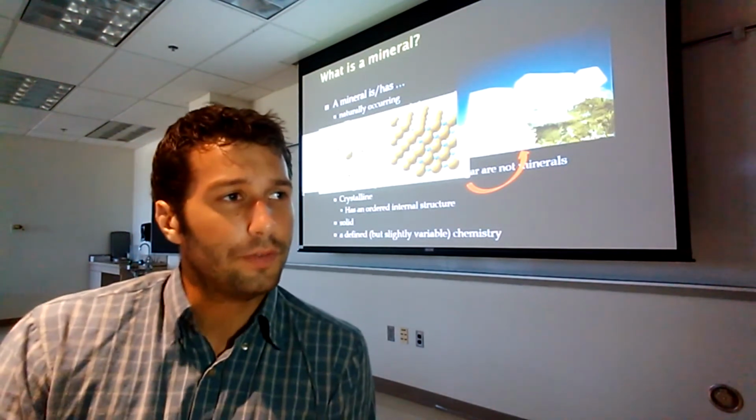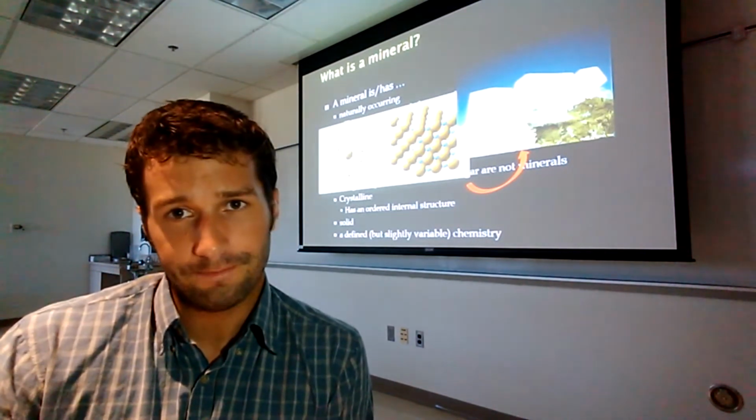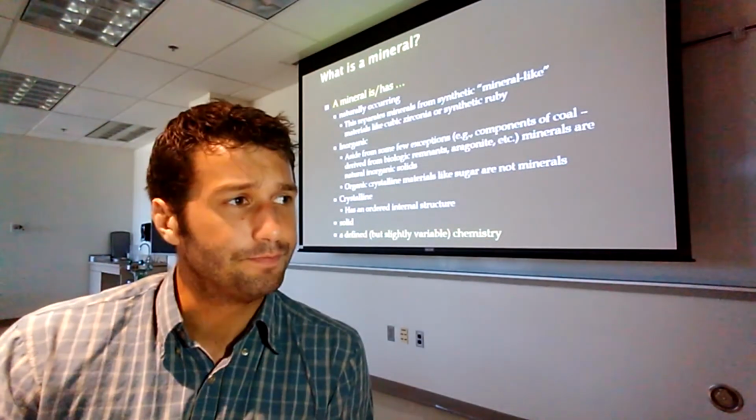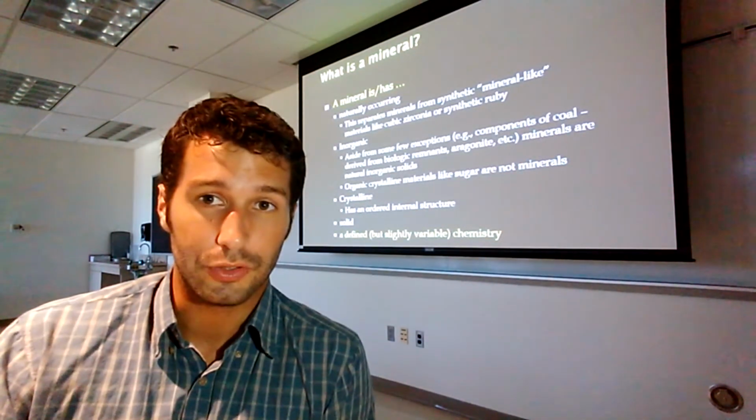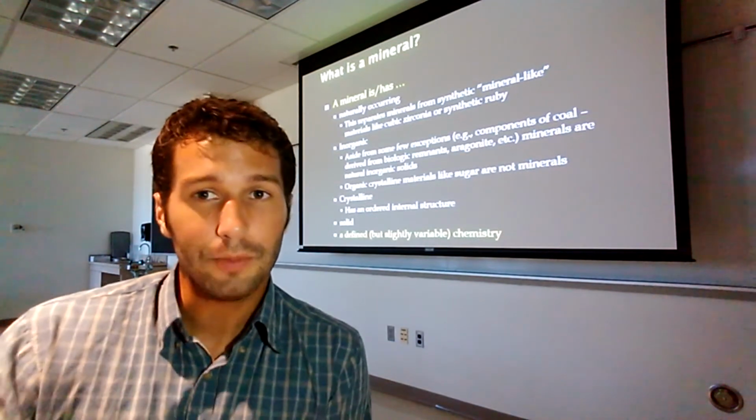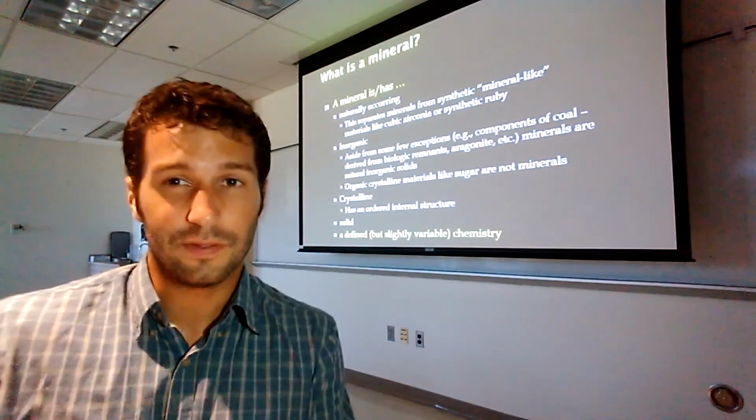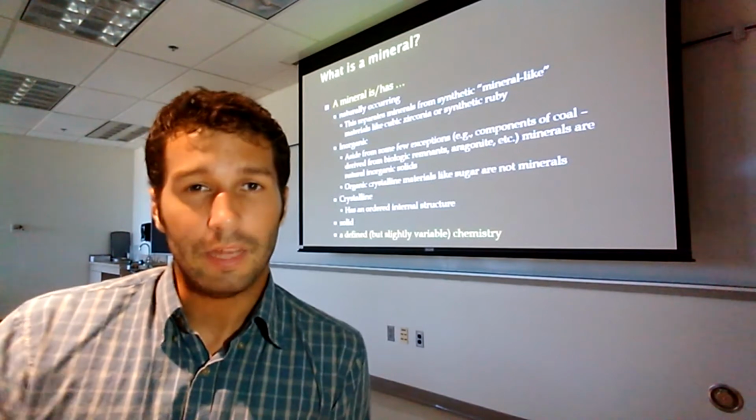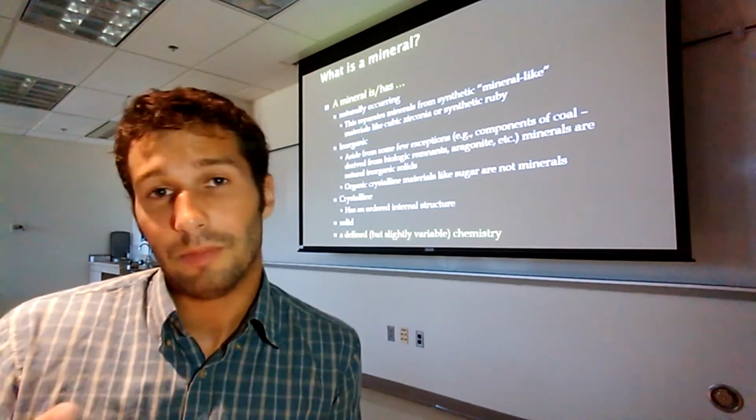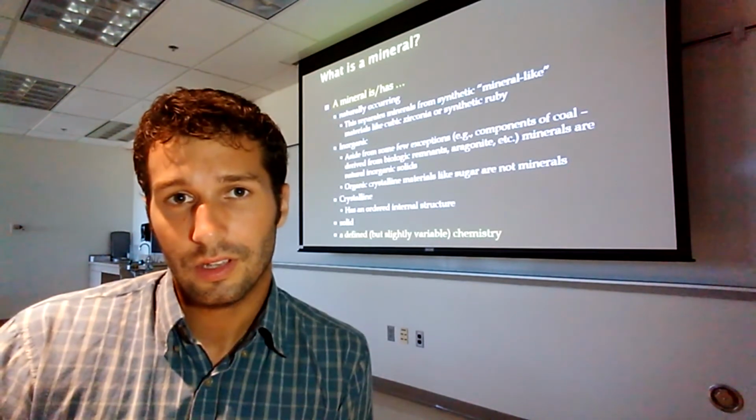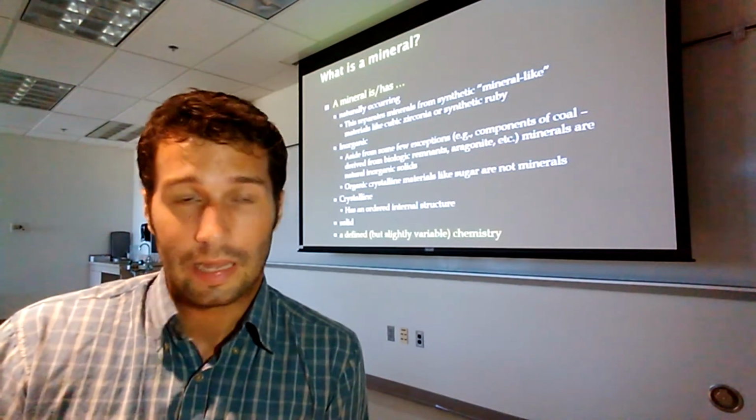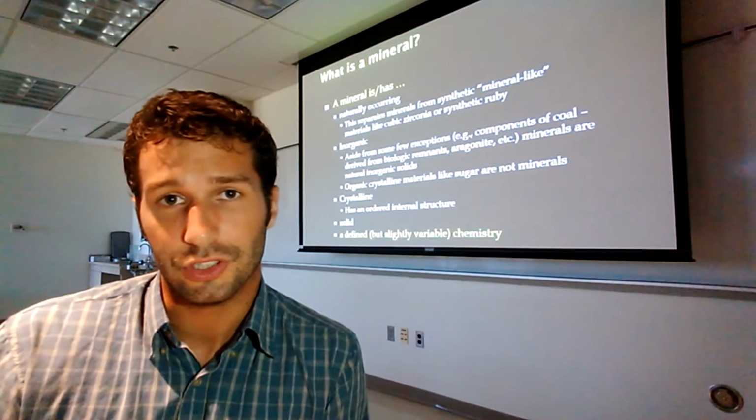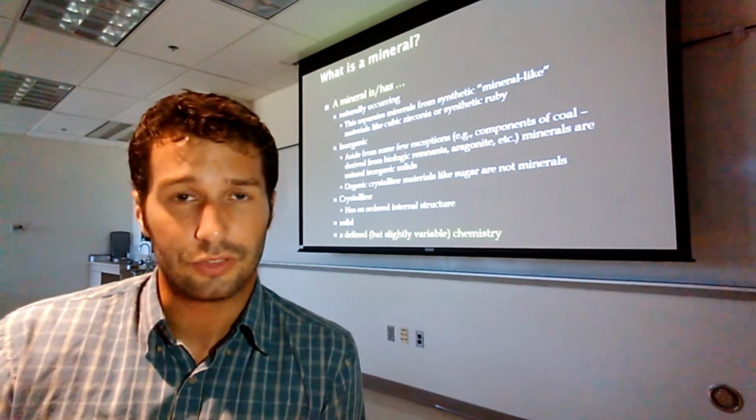So we've already covered that a mineral has to be solid. That's pretty self-explanatory. A mineral also has a defined but slightly variable chemistry. This slightly variable chemistry allows it to have different forms, but maintain the same characteristics that make it a specific mineral species. So you might have quartz, for example. Quartz is composed of silica dioxide, so silica and two oxygens. That's where we get our silica tetrahedron.